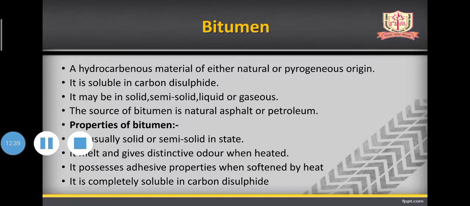It possesses the adhesive property when softened by heat. Adhesive property means it can stick. It has a sticky property that can stick to materials, like when the aggregate is mixed with bitumen, then we can form a very good layer. It is completely soluble in carbon disulfide. It is a chemical, carbon disulfide, in which the bitumen is completely soluble.